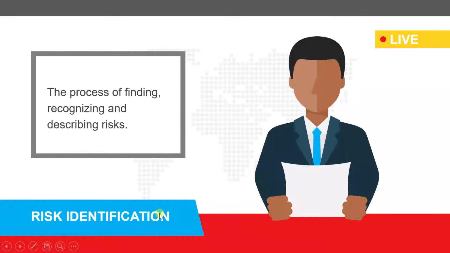Now let's see about risk identification. The process of finding, recognizing and describing risk is called risk identification. So we have to find the risk, we have to recognize it, and then we also have to describe that particular risk. Then the whole process will be called risk identification.